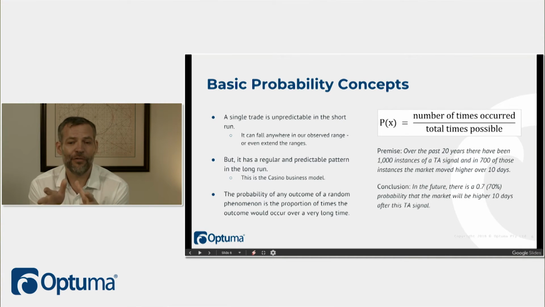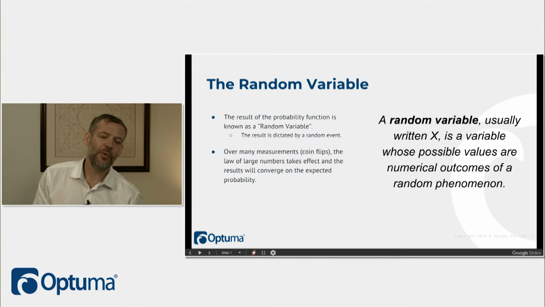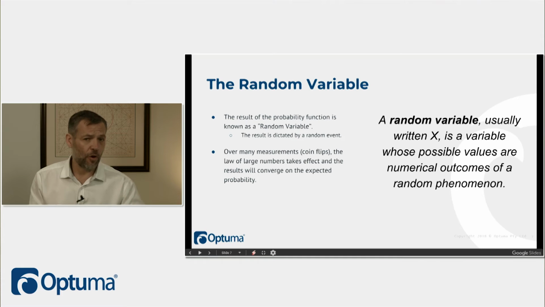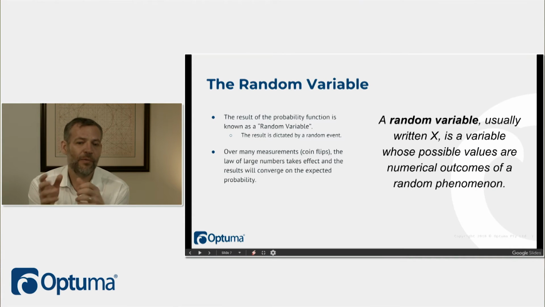So our conclusion from that is that in the future, there is a 0.7 or 70% probability that the market will be higher 10 days after this signal. So again, that's how we would define that. So the random variable, basically that probability is what we call the random variable. If you ever hear that talked about, anything like the P(x) that we have there, that's the random variable. It's the result of a probability function, is really what it is.